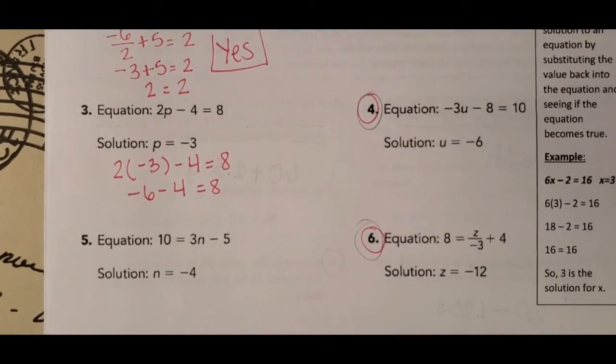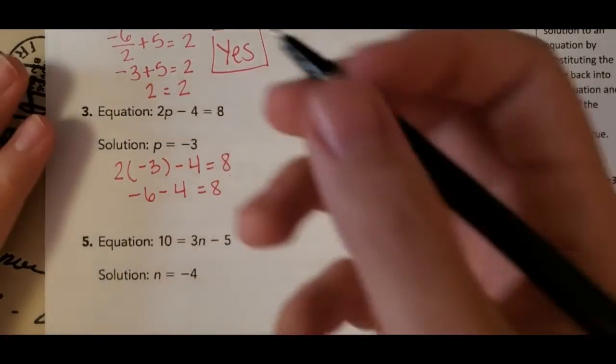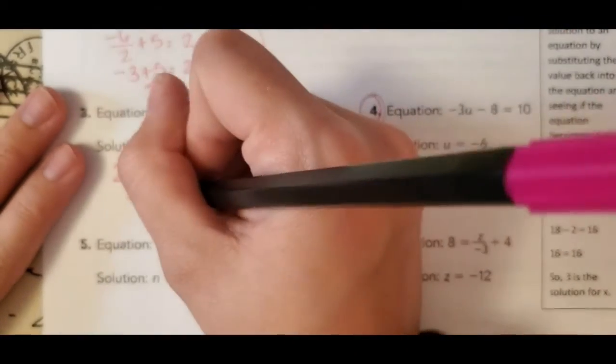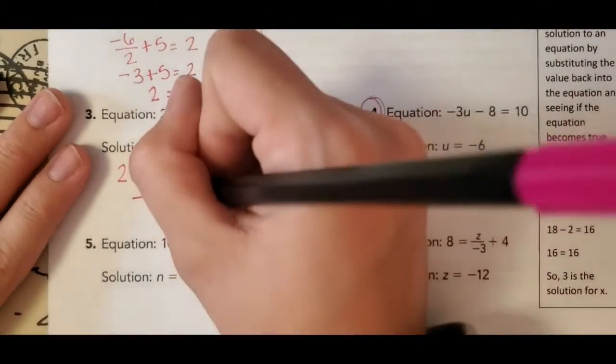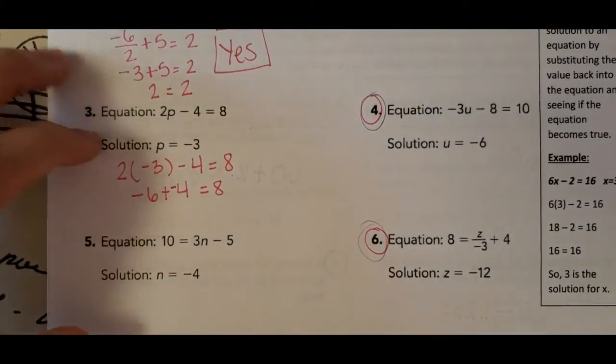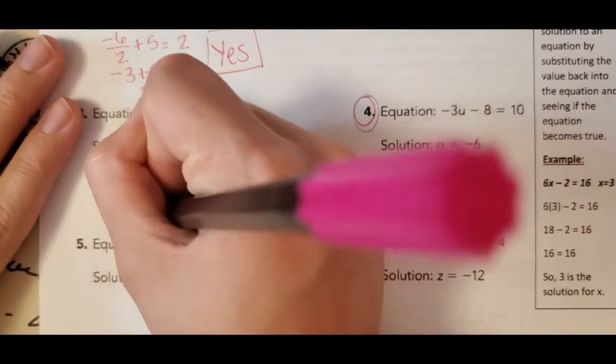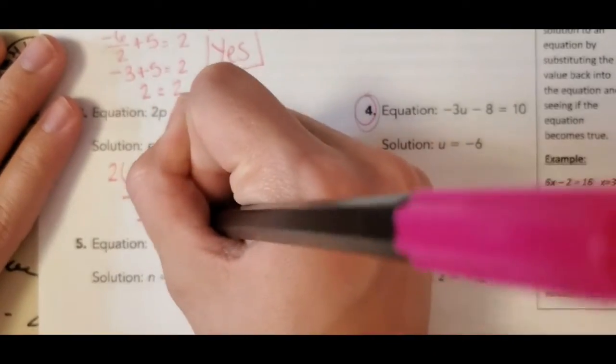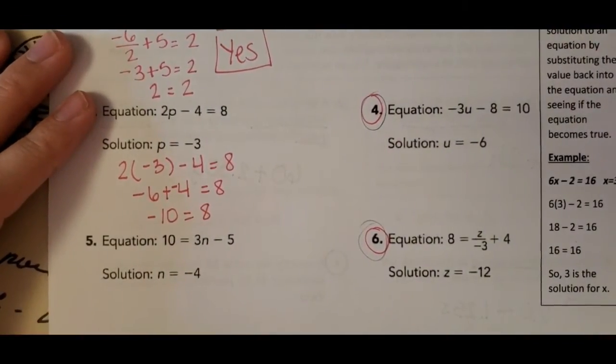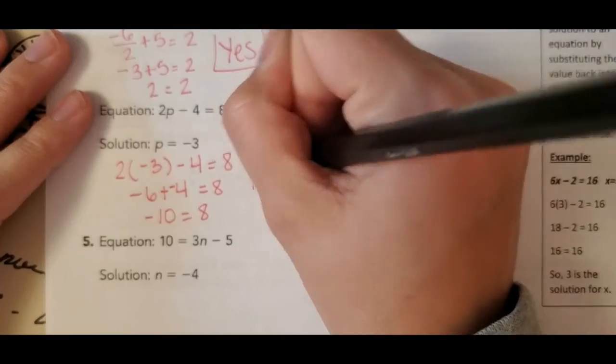Going back to those integer rules, I have negative numbers in subtraction. When we have this, we're going to do keep, change, opposite. So I'm going to keep -6, change this to add, and this is a -4. So now I have same signs. So 6 plus 4 is 10, and it's going to be negative. So does -10 equal 8? No.